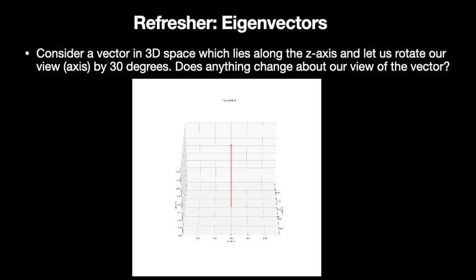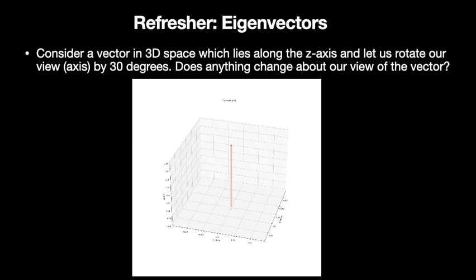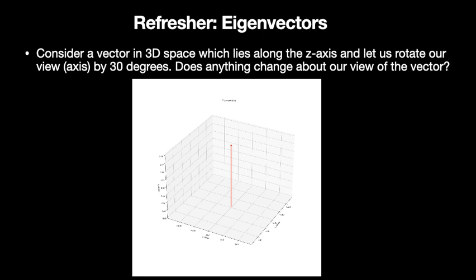What if I rotate my perspective by 30 degrees around the z-axis, which means I view the same vector but rotate the axis by 30 degrees, or I just turn myself around and try to view the vector from an angle of 30 degrees. Do you see any change in how the vector looks?